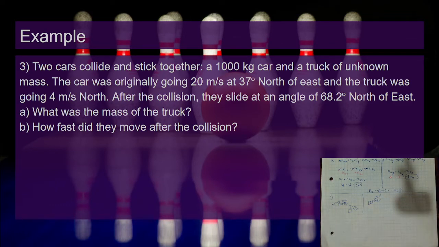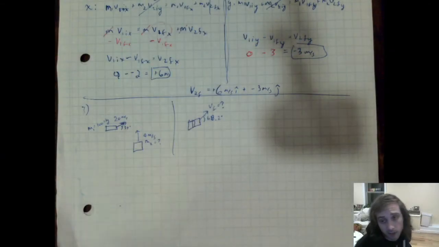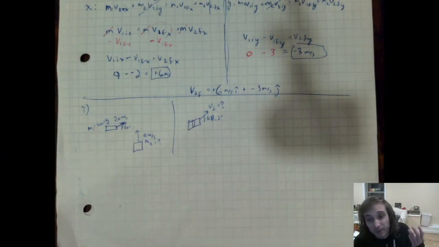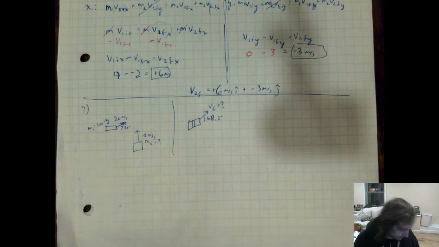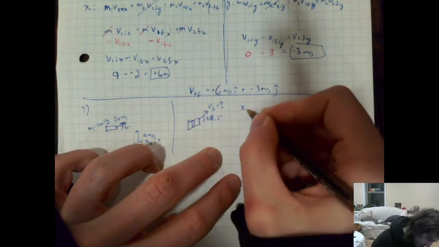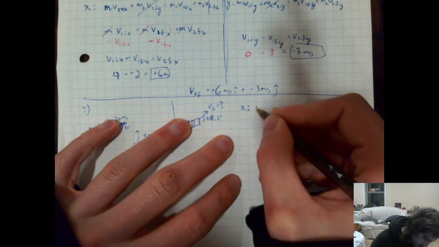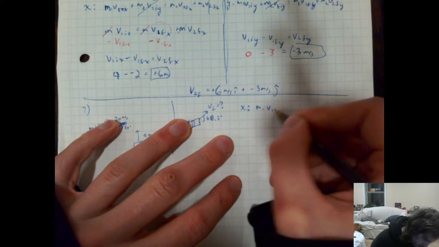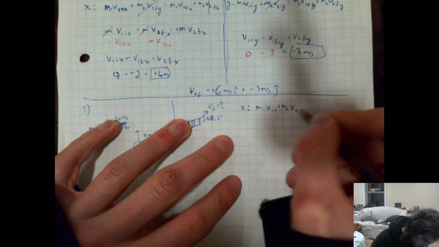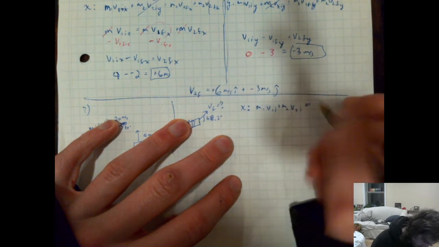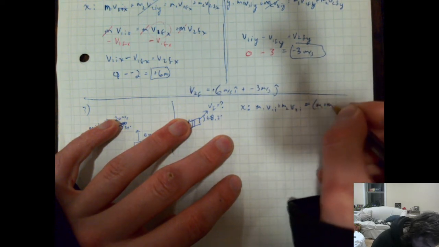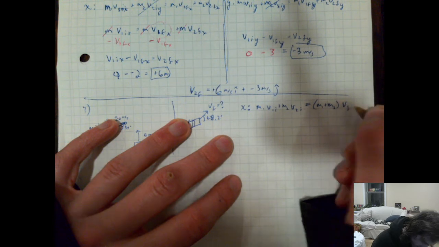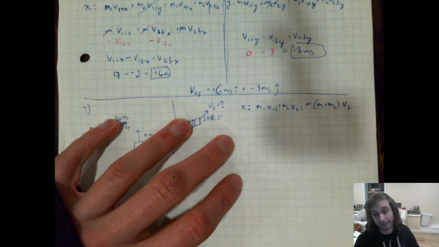All right, so first off, we're asked to find the mass of the truck, and then we're asked to find the velocity. 2 variables. If we set up the x direction and y direction, we'll get 2 equations and we can solve it out. So do that. X direction, we've got m1 v1 initial plus m2 v2 initial is equal to our combined mass times their velocity at the end, because they're stuck together at the end.